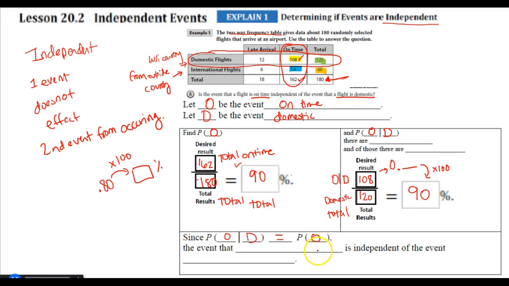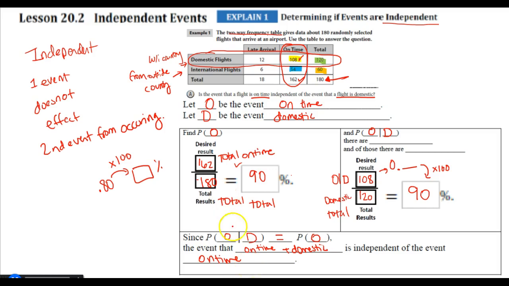So the event, like I said, I spoke it already, but let's write it down. So the event that on time and domestic would be independent from the event that their flights are on time, which means that it doesn't really affect that a flight would be on time or domestic. It doesn't really affect the one event or another.